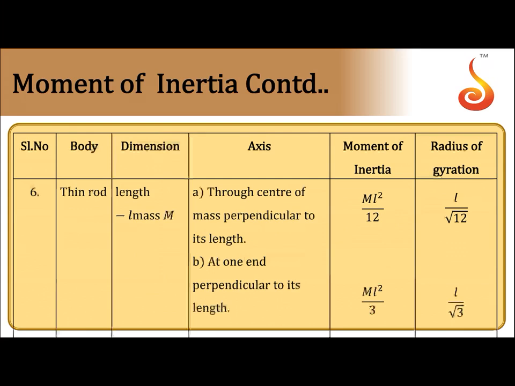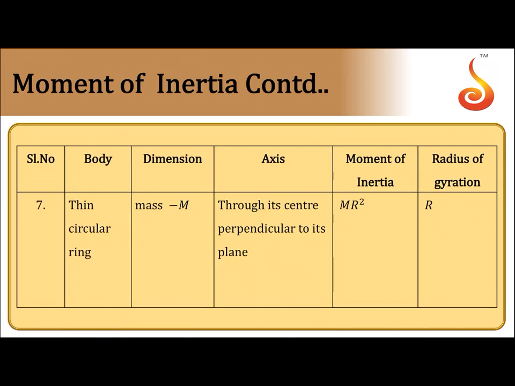Then if you have a thin rod of length L and mass m, and the axis is through the center of mass perpendicular to its length, then the moment of inertia is ml square by 12, and the radius of gyration is L by root 12. If the axis is passing through one of its ends, then it is ml square by 3, and the radius of gyration is L by root 3. You can obtain this from the previous one by using the parallel axis theorem.